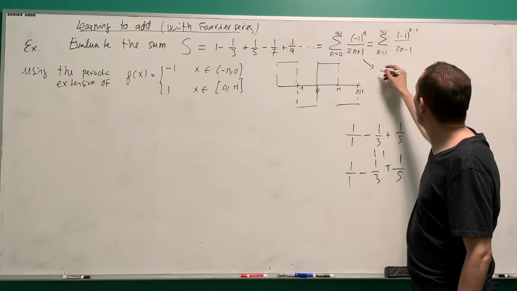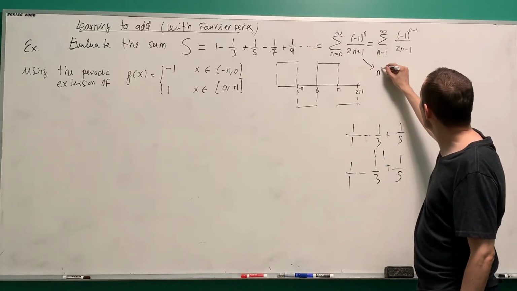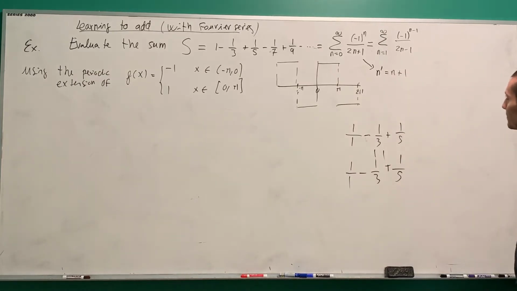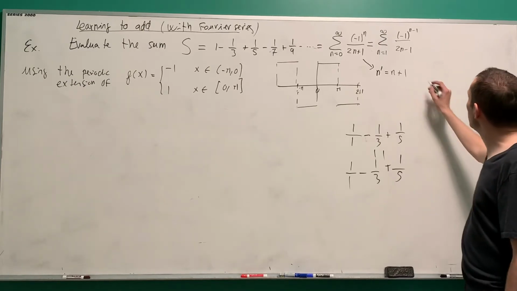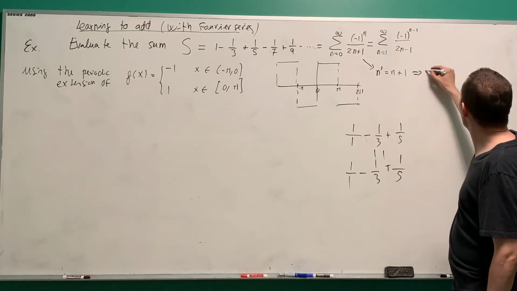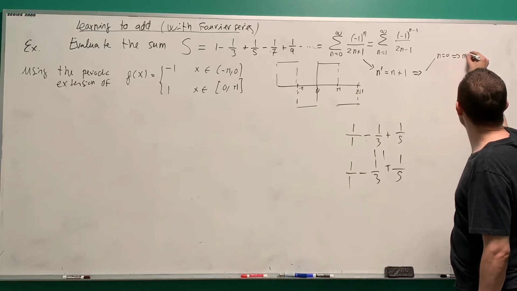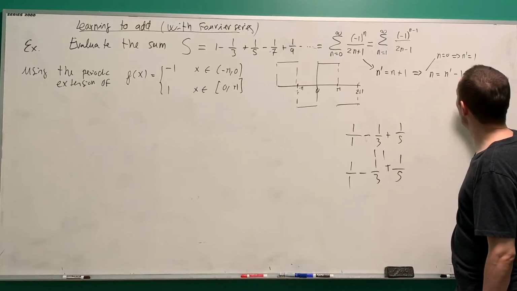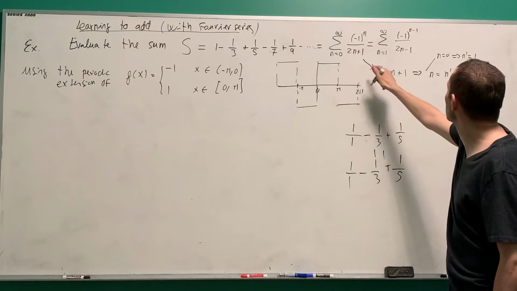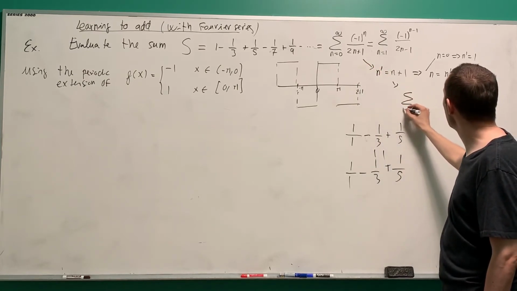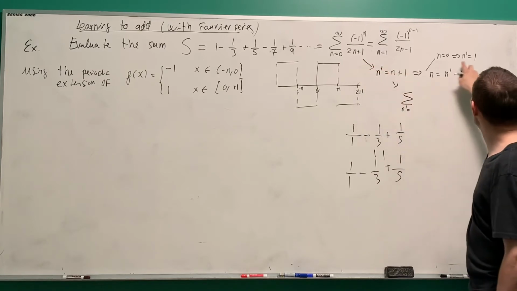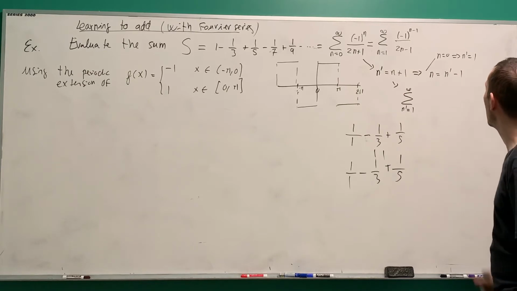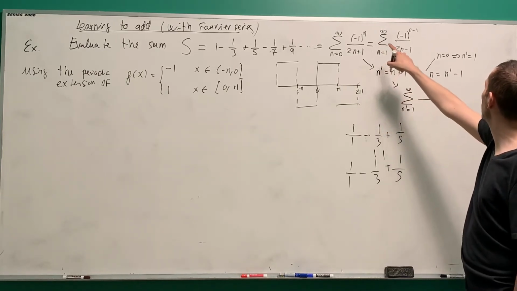What you do is you define an n prime that is equal to n plus 1, all right? And then you say, okay, cool. That means two things. On the one hand, when n is equal to 0, then n prime is 1. And it also means that n is equal to n prime minus 1. Wonderful. So in this series, I apply the change and transform to n prime. When n was 0, n prime is 1. When n is infinity, n prime is also infinity.